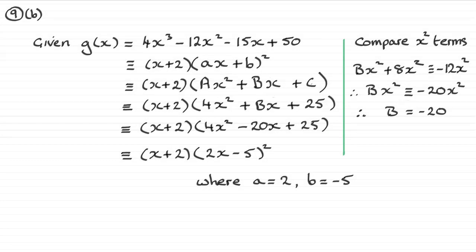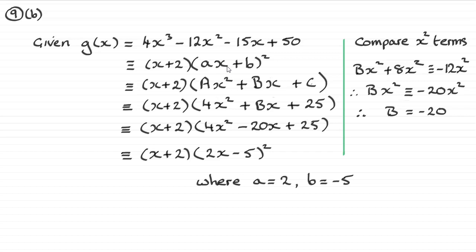Now for question 9b, we've got to factorise g of x to write it in this form here and work out those values of a and b. And the method I'm doing here is an inspection method. There is another method which I'll show you after this section. It's the division method, so you might want to check that one out.